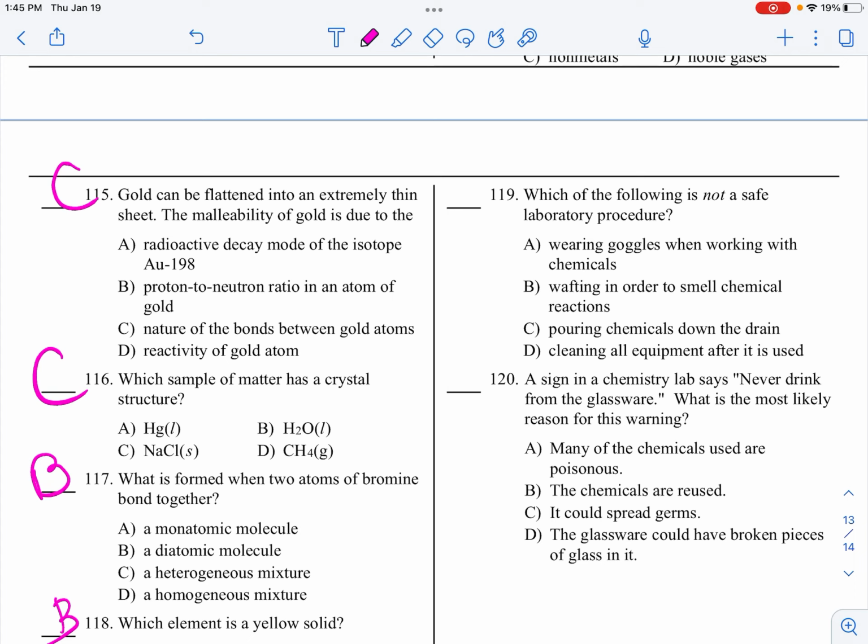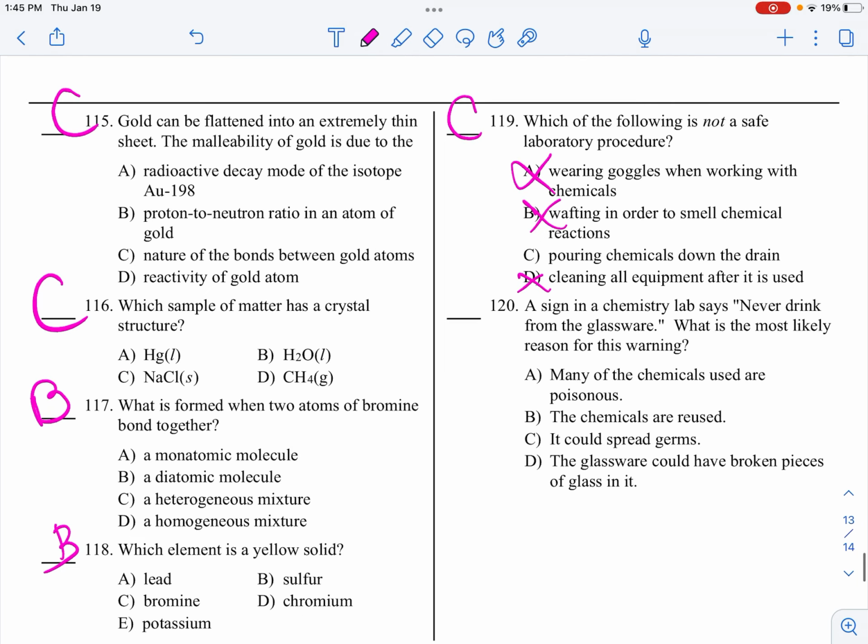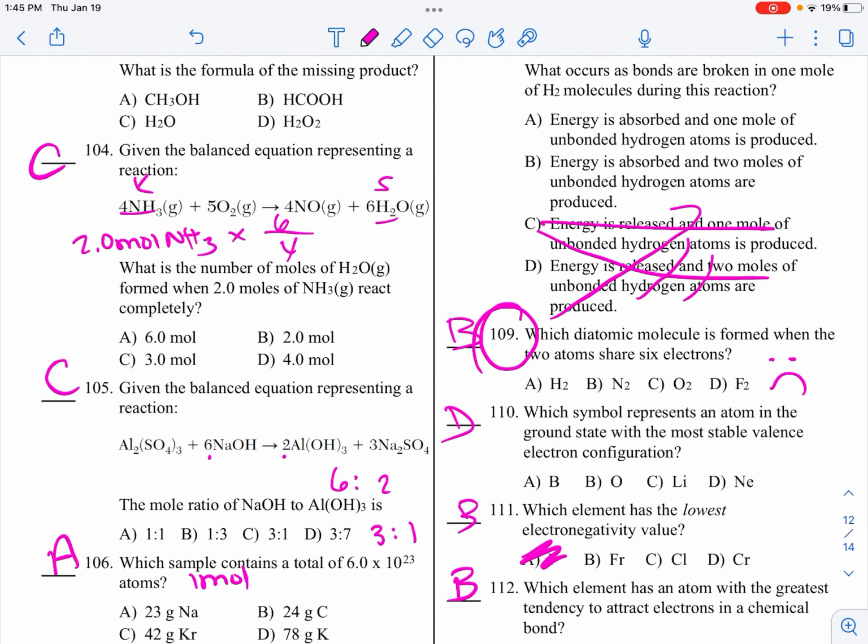Which is not a safe lab procedure? Goggles are safe. Wafting is safe. The chemicals down the drain could be bad. Cleaning is safe. A sign says never drink from the glassware. Why? Because many chemicals are poisonous. That's it. Chemicals are reused? No. It could spread germs? Yes, but that's not why. Yeah, it's that one. So it appears that number 109 slipped in there and they shouldn't have. So you can avoid that one, but everything else should be good.